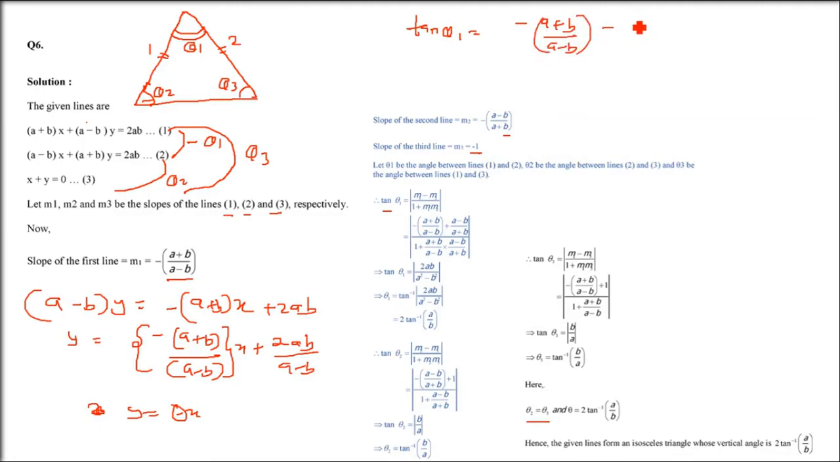So tan theta 1 is minus a plus b by a minus b, this is m1, I am writing this one. Now m2 is what? Minus a minus b by a plus b. So to make it plus, and then divided by 1 plus m1 m2. These both are negative, so it will be positive. So a plus b by a minus b into a minus b by a plus b.